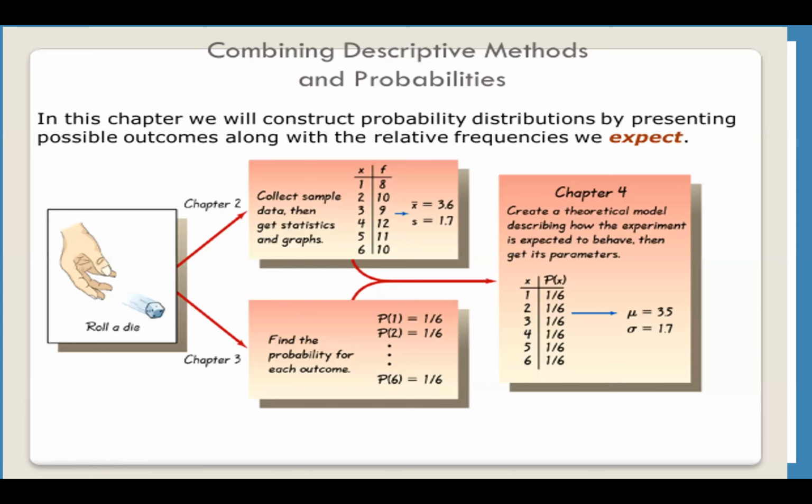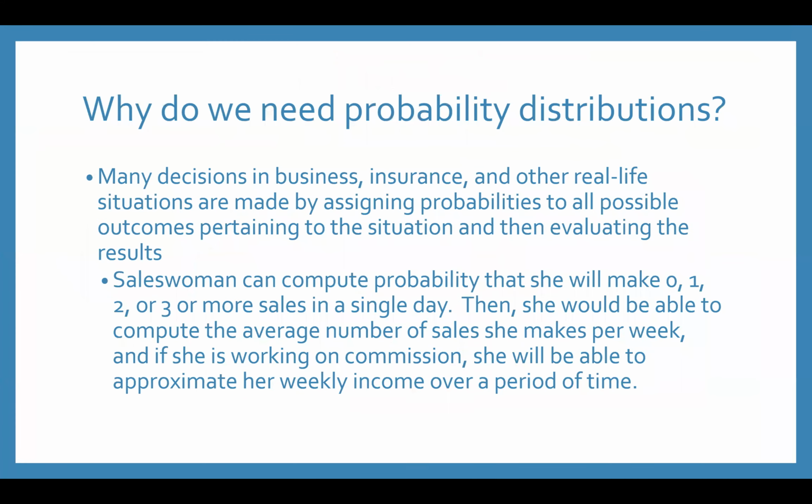And then also we can learn, and we're going to look at how to do that a little bit later today, how to calculate the mean and the standard deviation for that theoretical model. So again, we're taking two concepts that you've previously learned and putting them together to create a theoretical model, which we refer to as a probability distribution.